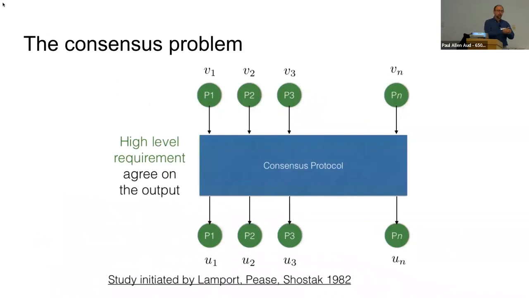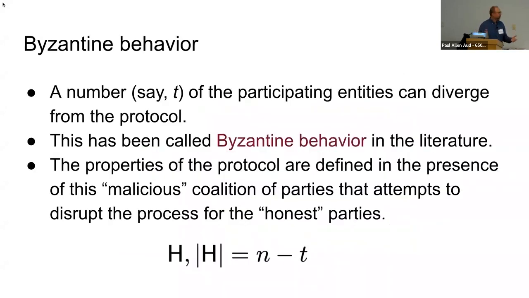So, the first talk of the day, I'll take a quick opportunity to say what consensus is. There are a few different variants of the problem, but this is the classical one. We have n parties. They have inputs, V1, V2, Vn, and they would like to get some output from the protocol. The high-level requirement is that we agree on the output. So they all contribute an input and they agree on the output.